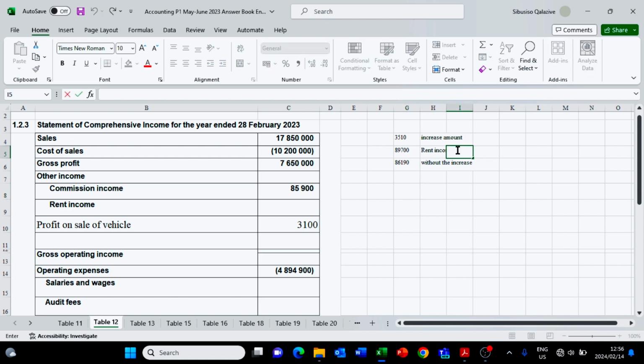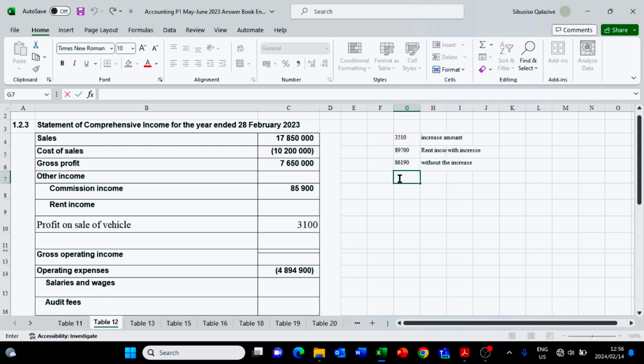So I'm going to say here rent income with increase. Are we together? Let me fix this. With increase. So this is the rent income without the increase, 86,190. So now we want to know how much was the rent per month. This is not going to stop us from calculating how much was the rent per month.